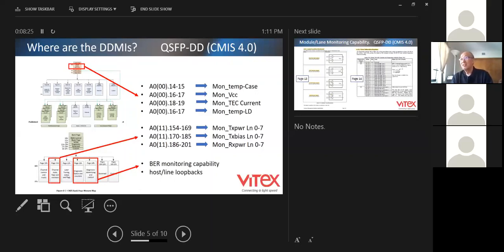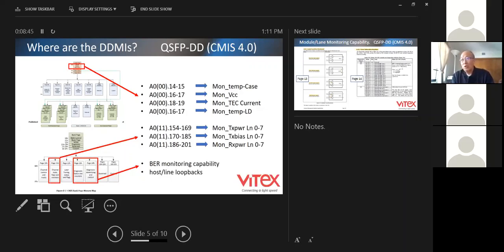So then you jump to a different table now. They don't follow each other. Now the rest of the monitors, namely transmitter power, transmitter bias, and receiver power, would go to page 11 instead. And at the location, I already put it there.